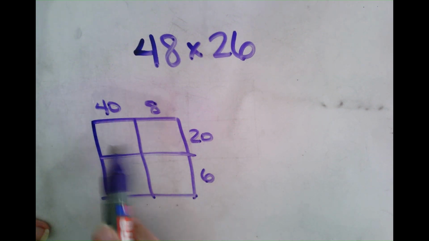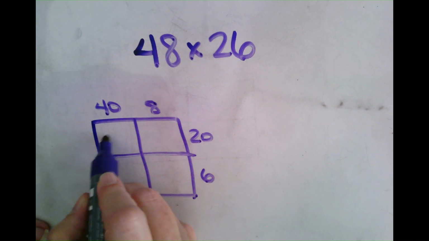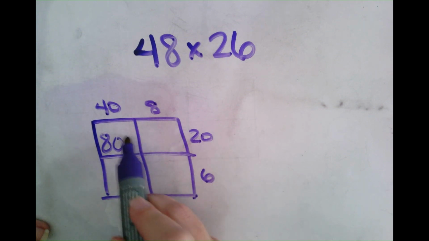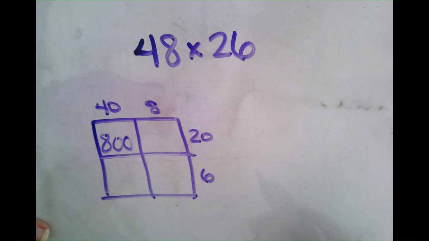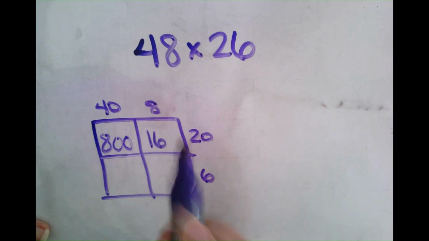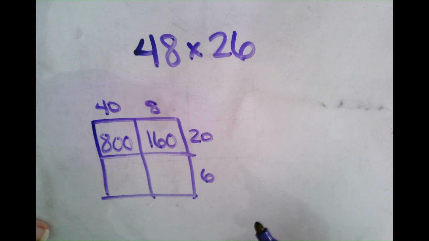So 40 times 20 will go in this box. I know that 4 times 2 is 8, but I need to multiply by a 10 for the 40 and a 10 from the 20, so my answer is 800. 8 times 20, well, I know 8 times 2 is 16, and then there's no 10 to multiply by here, but there is one over here.